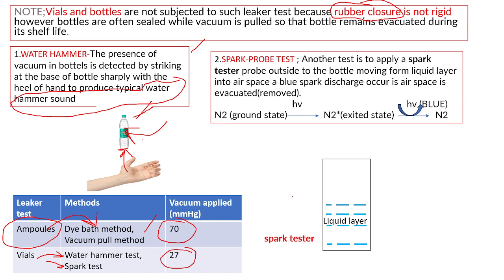In the spark probe test, how do we perform it? Initially, this is a container filled with liquid. It is filled with nitrogen because we need to remove the air.